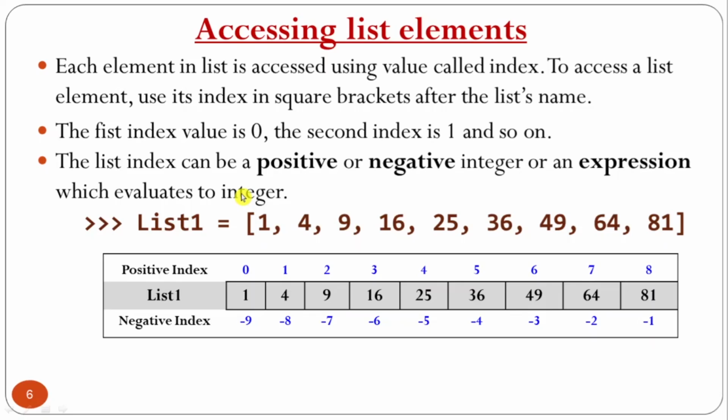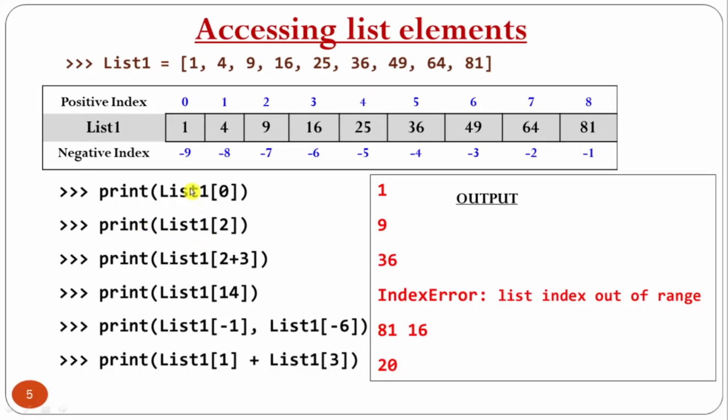So in order to access a list element, we can use either positive index or negative index. To access the first element, we can use LST1 square bracket of 0 by using the positive index, or alternatively we can use the negative index LST1 of -9. Some examples to access the list. The list is the same as shown in the previous slide.